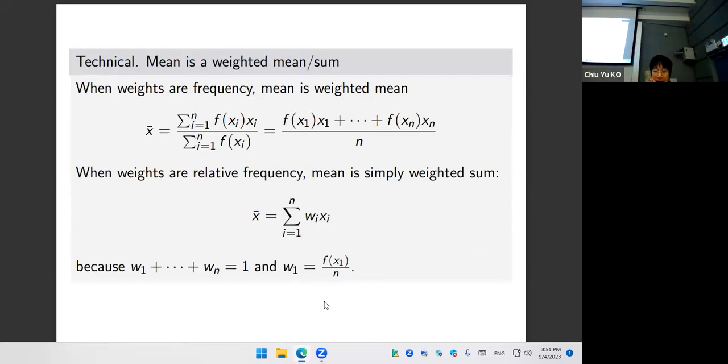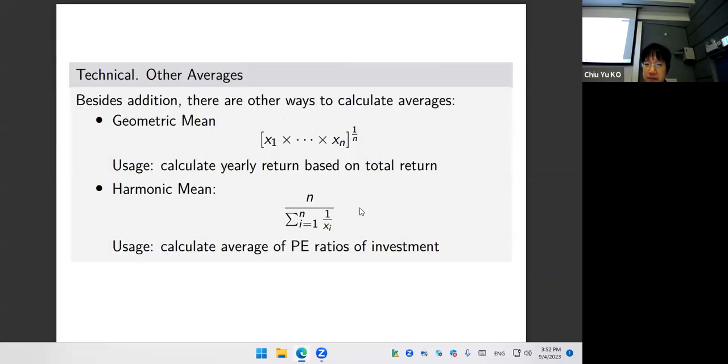Another technical thing is that the simple arithmetic mean is actually a weighted mean, but with the same weight for everyone, or weighted by the frequency. When you look at it, the frequency is actually the weighting for each observation. Okay. But as I said, this is rather technical, so I just skip it.